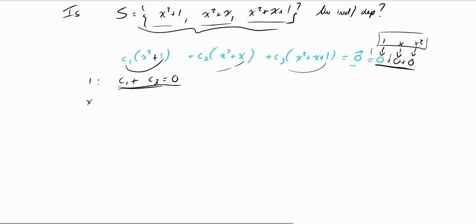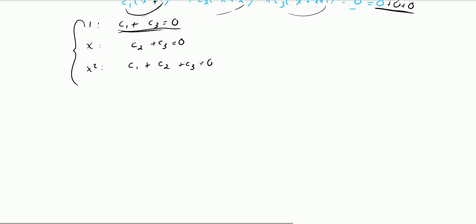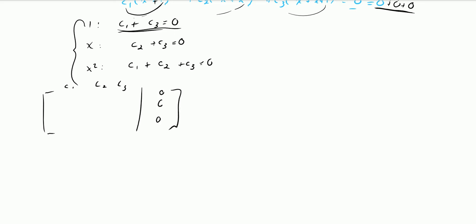Then my second linear equation will have to do with x's. C1 doesn't seem to have any x's. C2 does though, so I have C2, and C3 does, so plus C3 equals 0. And the same thing for x squared, I'll have C1 plus C2 plus C3. Okay, so this is my system of linear equations. Now let's put this in a matrix. I have C1, C2, C3, and in this case 0, 0, 0. So I have 1, 0, 1, 0, 1, 1, 1, 1.